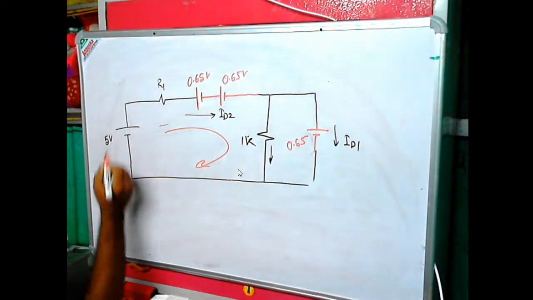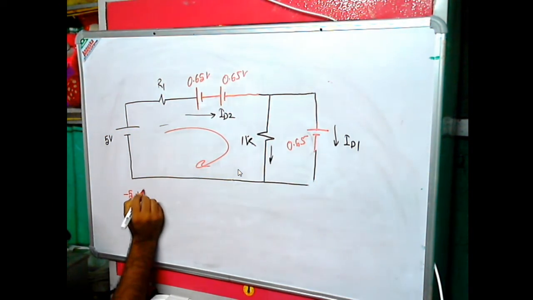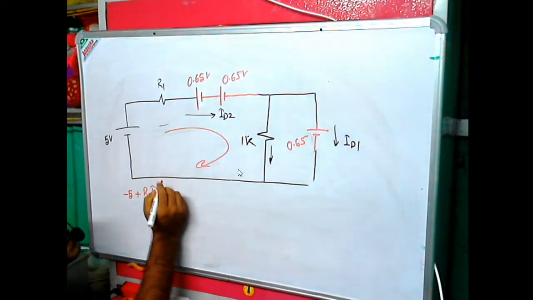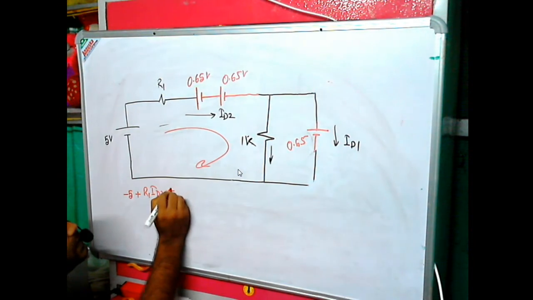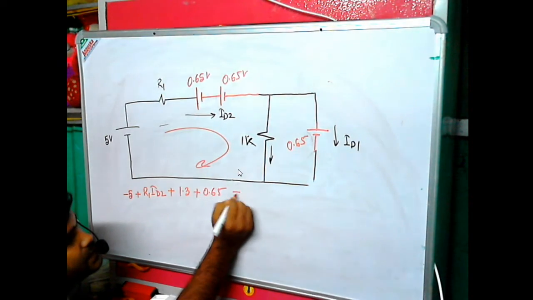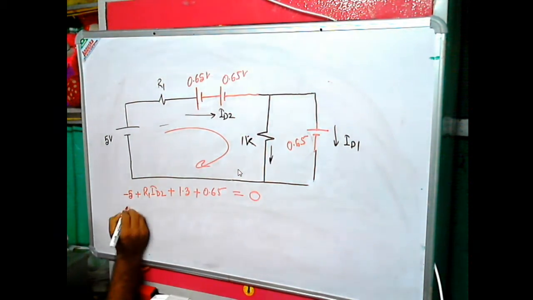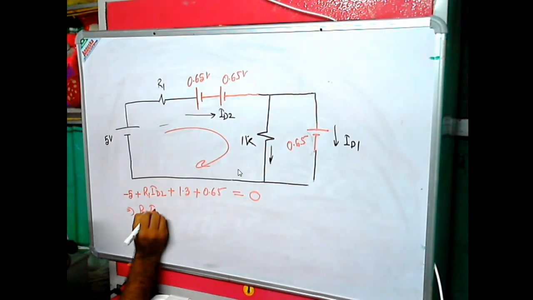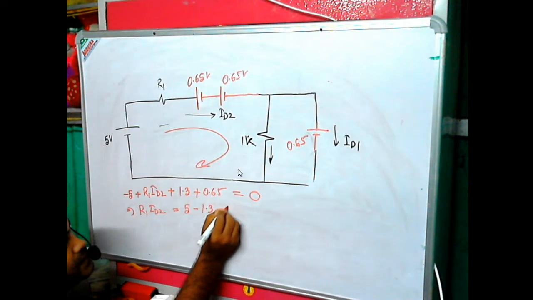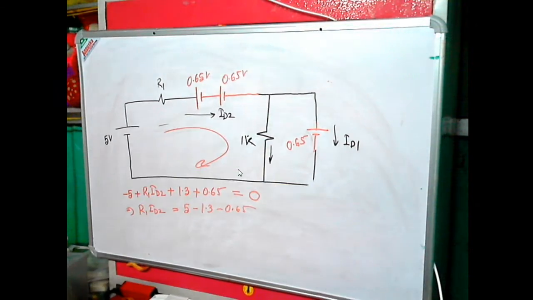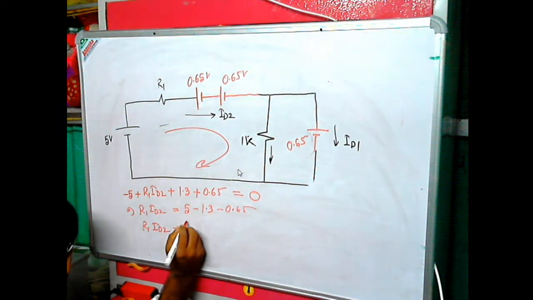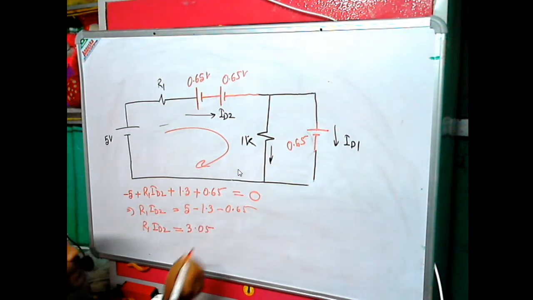So you can see this: -5 plus R1 into ID2, plus 0.65, that is plus 1.3 volt, plus 0.65, equals 0. So this is basically the KVL. So you can write R1 ID2 is basically equal to 5 minus 1.3 minus 0.65. So R1 ID2 is basically your 3.05.